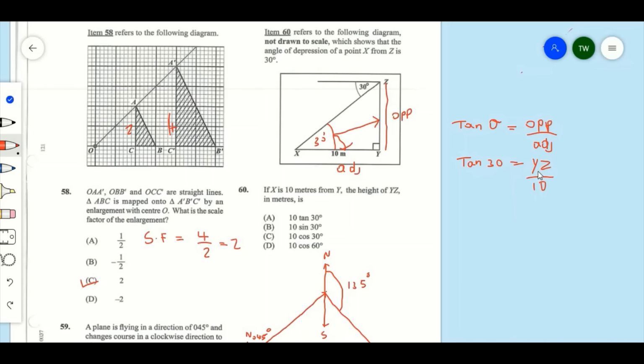And if we transpose to make YZ the subject of the formula, all we need to do is multiply both sides by 10. So our answer is going to be 10 tan of 30 degrees is equal to YZ. So our answer is going to be A in this case.